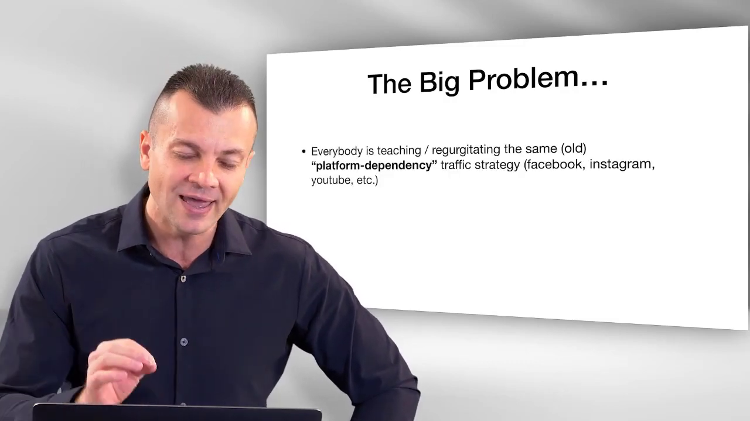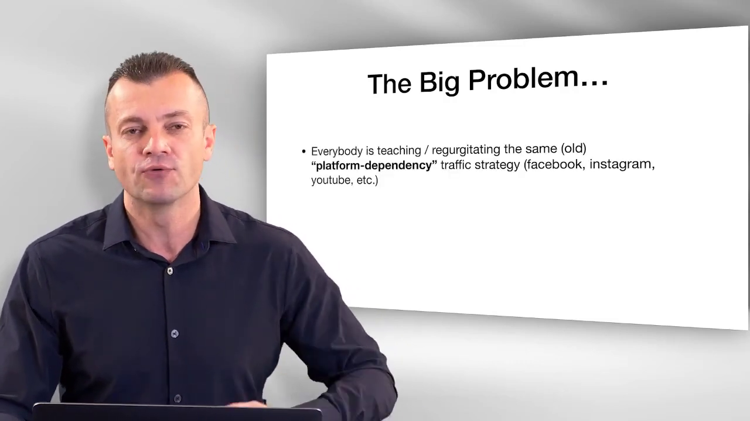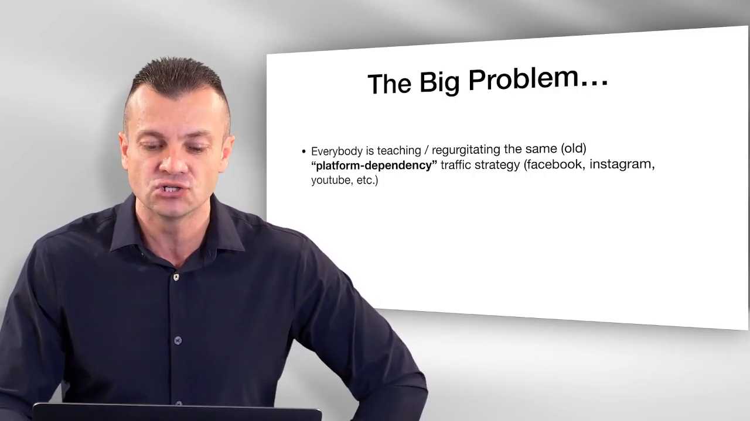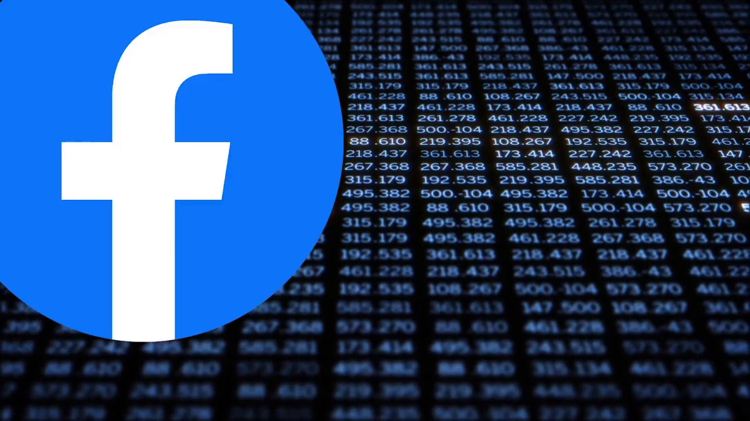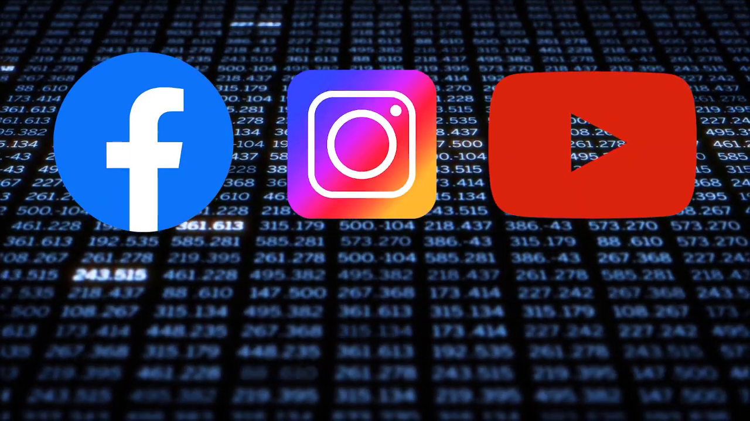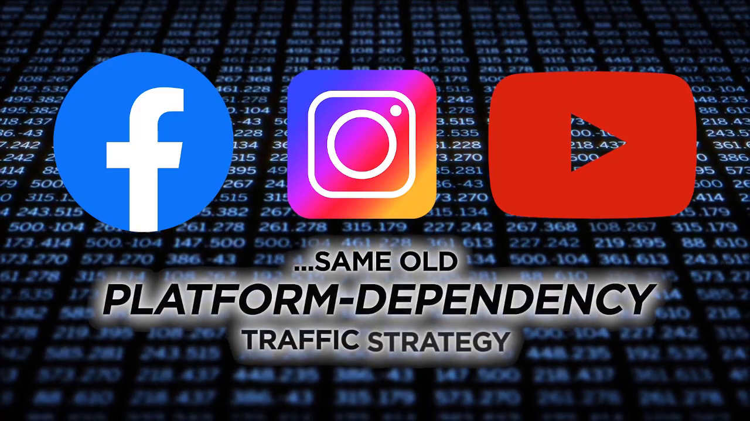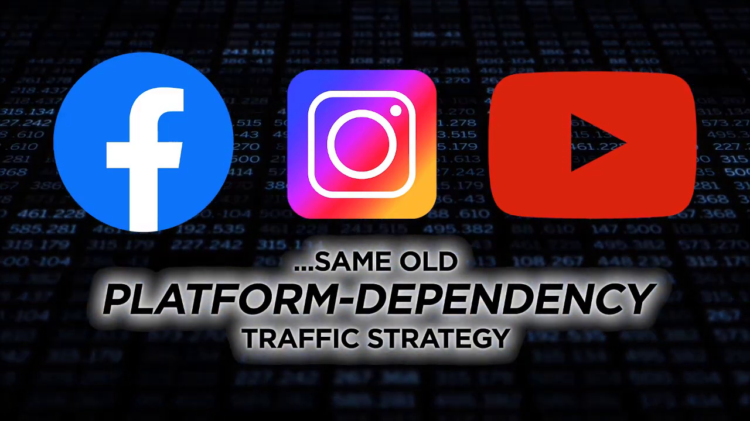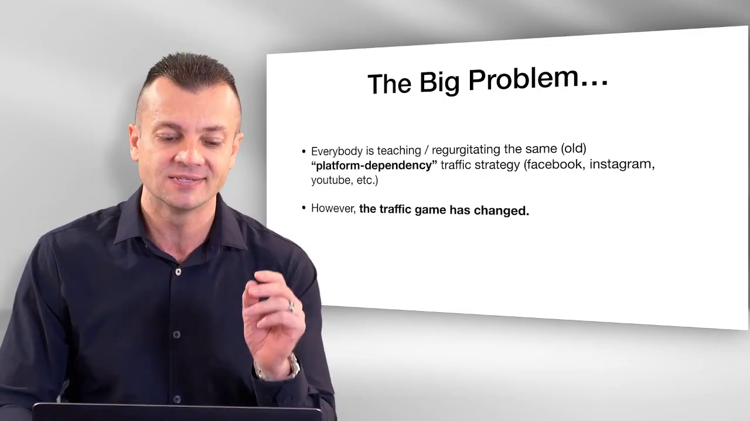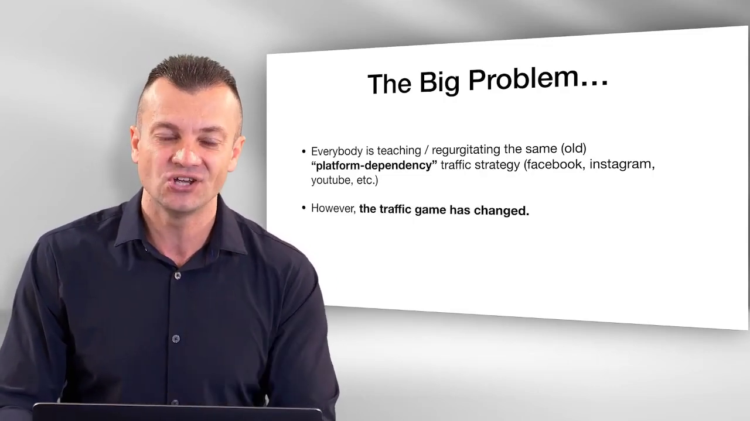Check this out. Right now, today, everybody is teaching and regurgitating the same old, what's called platform dependency traffic strategy. What do I mean by this? Facebook advertising, right? Instagram advertising, YouTube advertising. Basically, in other words, a platform dependency traffic getting strategy. And there is a problem with it. Let me tell you why. Because the traffic game has changed forever.